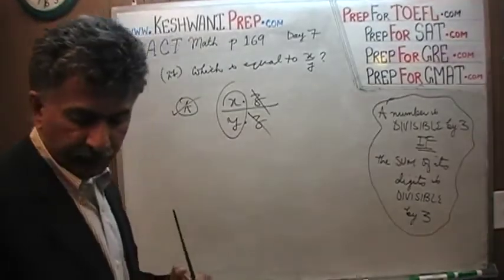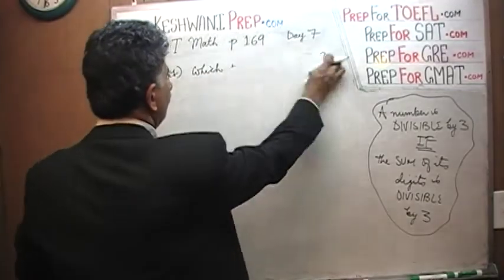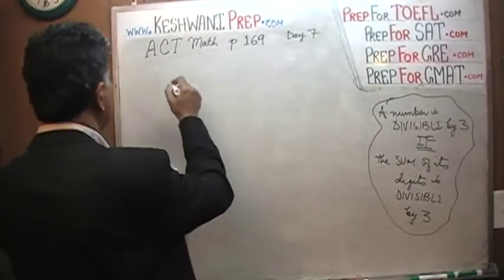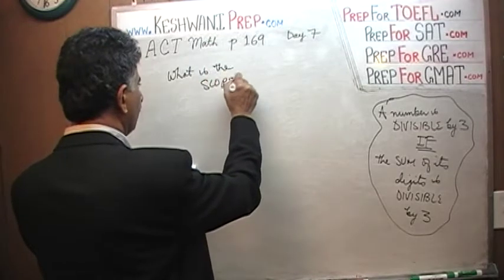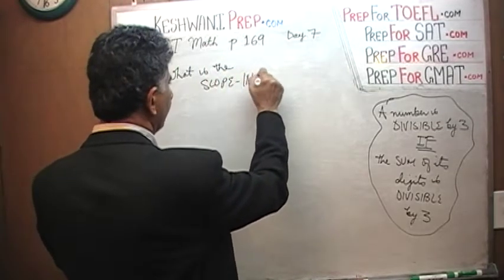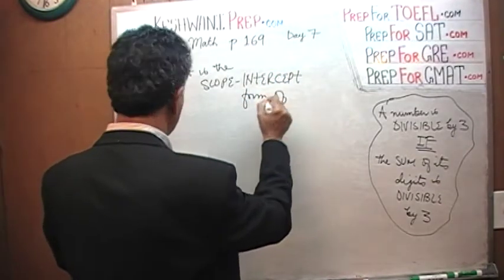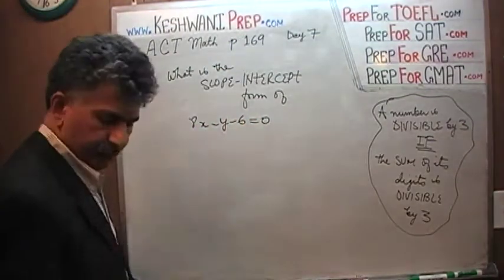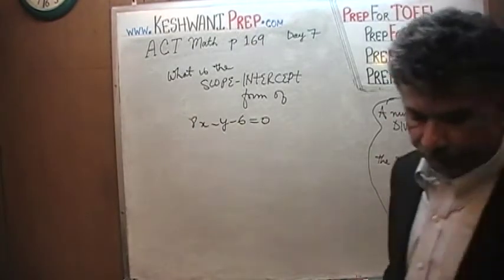The question is, what is the slope intercept form of the given equation? Let's put it down on the blackboard here. What is the slope intercept form of 8x minus y minus 6 equals 0?